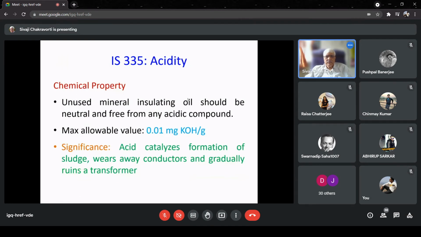Then acidity, as I said, organic acids are generated in transformer oil because of degradation. And these organic acids attack the solid insulation, that means paper, and damage it. So we don't want a large amount of acids. Typically, this is always measured by titration. So you can see here the unit is potassium hydroxide per gram of oil. The maximum allowable value is 0.01 milligram, which means a very, very low amount of acid is permissible, otherwise it will ruin a transformer.